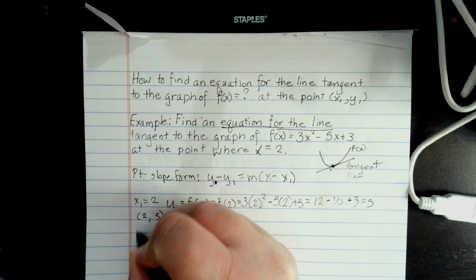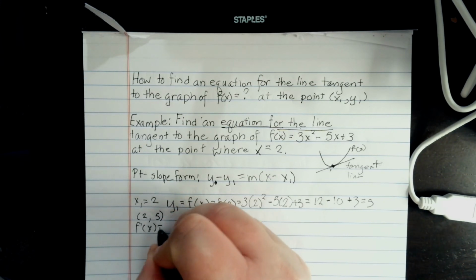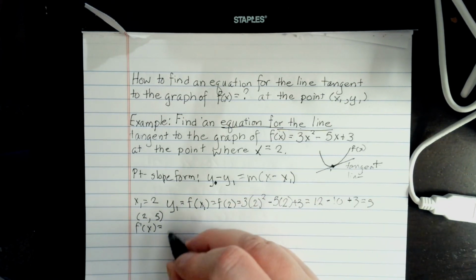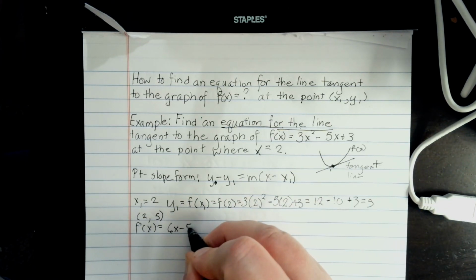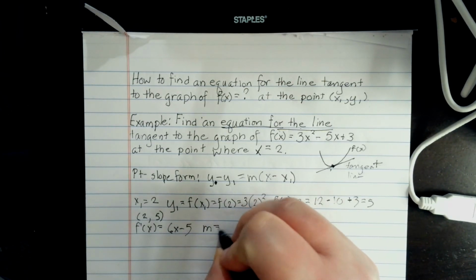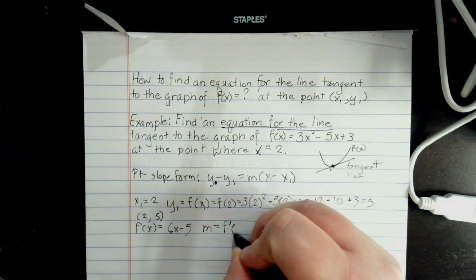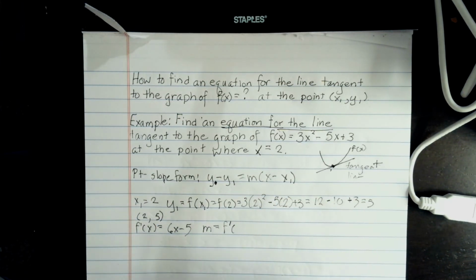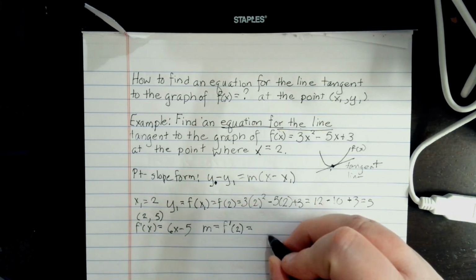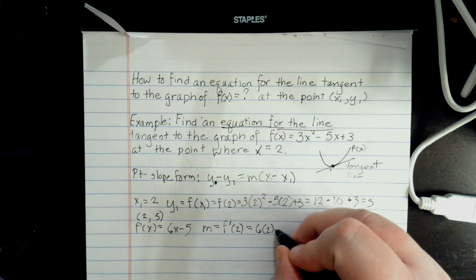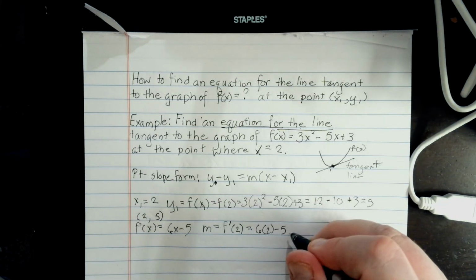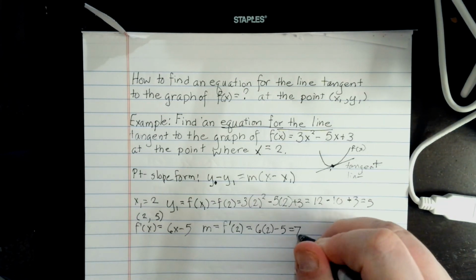In this case, the derivative, using the rules that we've discussed prior, is going to be 6x minus 5. And to find the slope, we substitute in the x-coordinate of the point that we're interested in. And that should give us that the slope is 12 minus 5, which is 7.